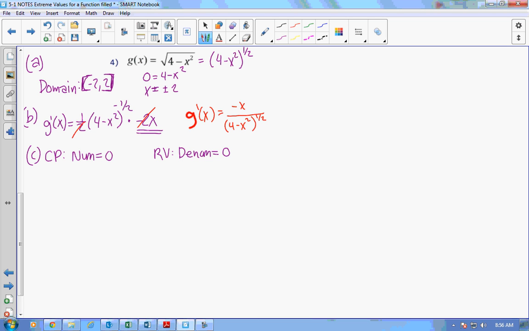Is this the same thing for the denominator? Is this really the square root of 4 minus x squared? Does that equal 0? So if you're thrown off by the 1/2 exponent, it just means the square root. So how do you undo a square root? Square everything.